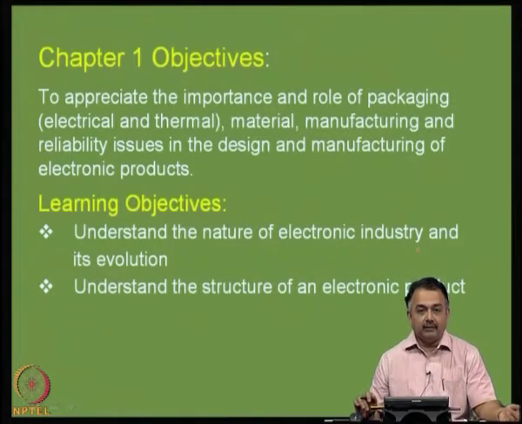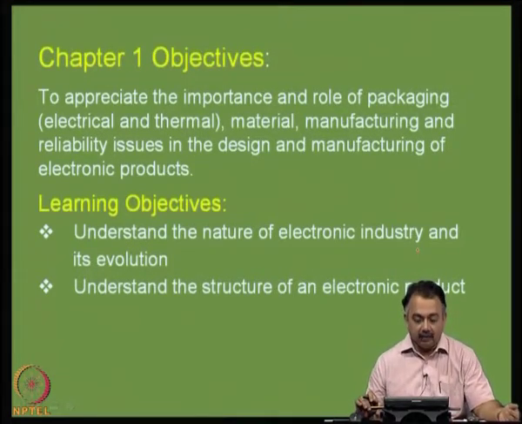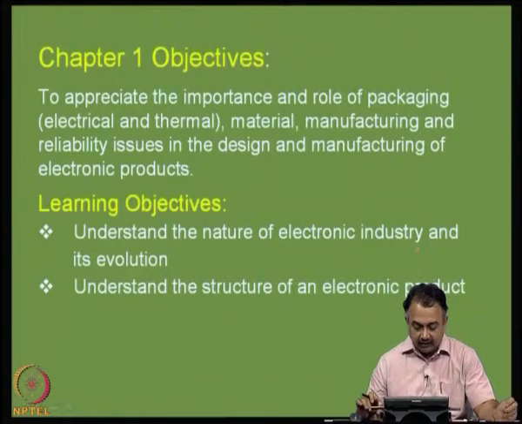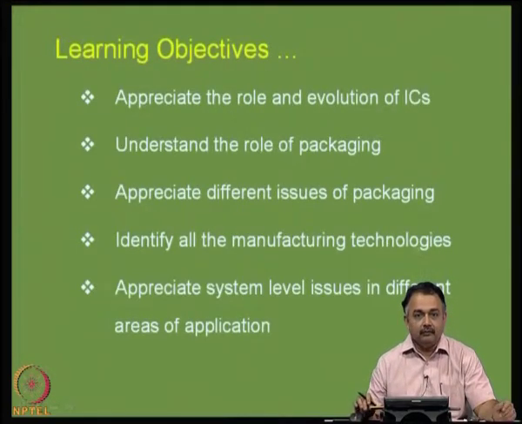So, the chapter 1 objectives will be to appreciate the importance and role of packaging, both electrical and thermal, material, manufacturing and reliability issues in the design and manufacturing of electronic products. We will understand the nature of the electronic industry and its evolution very briefly. We will look at the structure of an electronic product. We will appreciate the role and evolution of ICs.